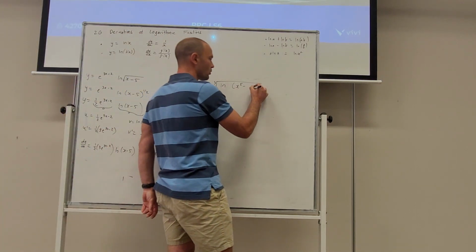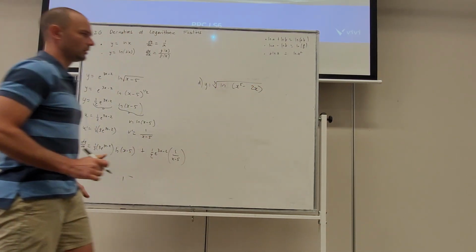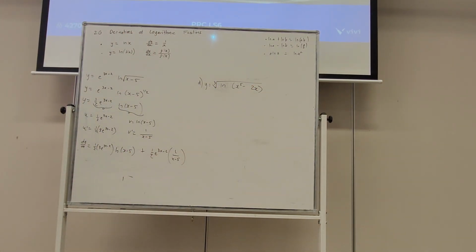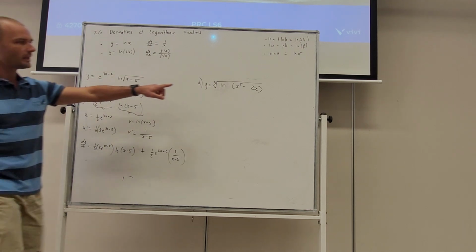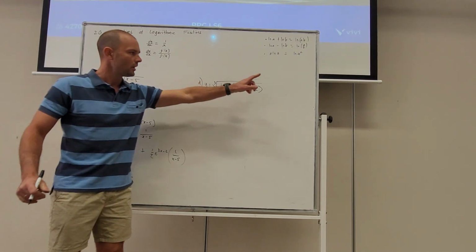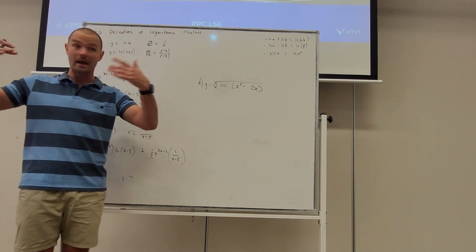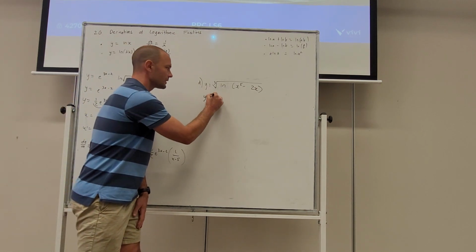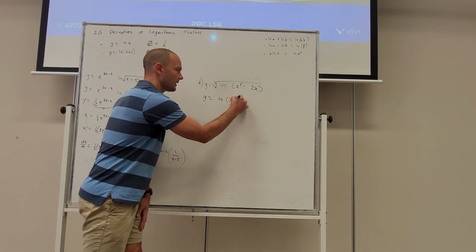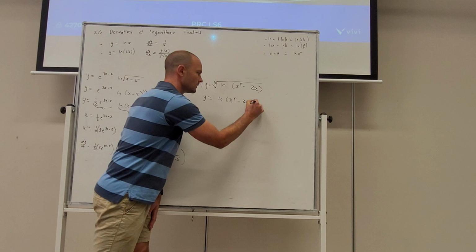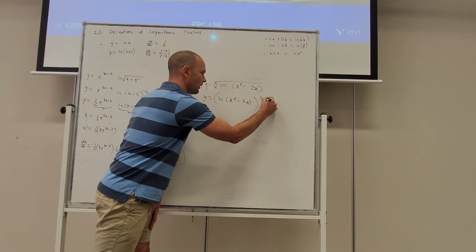All right, now I'm drawing out a rule here as well, okay? We're going to intentionally draw this rule out here because we're looking at that cubed root, and cubed root means to the power of a third, right? So we could express this as ln of x to the 5 take away 2x to the power of a third.